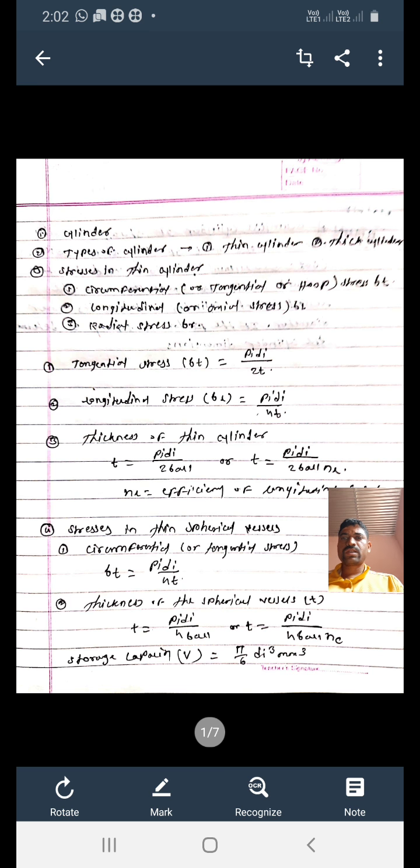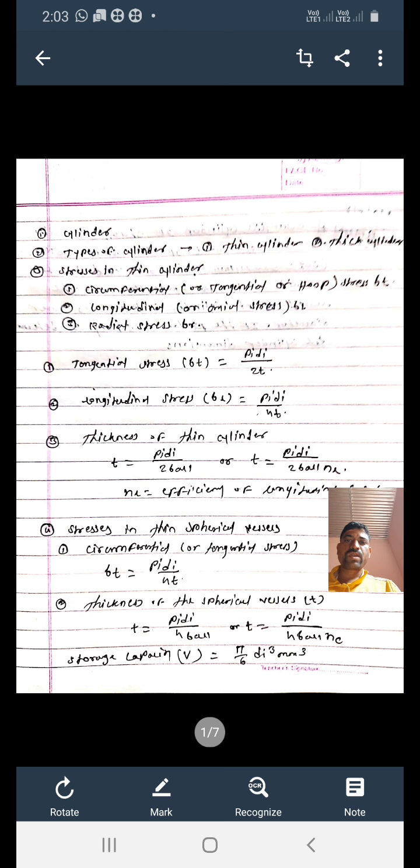Yesterday we have seen the design of cylinder. We have completed some parts like definition of the cylinder. Cylinder is a mechanical device used for storing, receiving, processing, or carrying fluids. A cylinder may be a pressure vessel, storage vessel, hydraulic device, engine cylinder, or pipes.